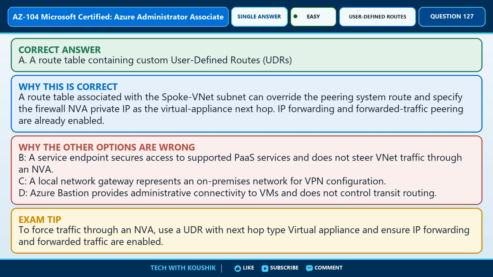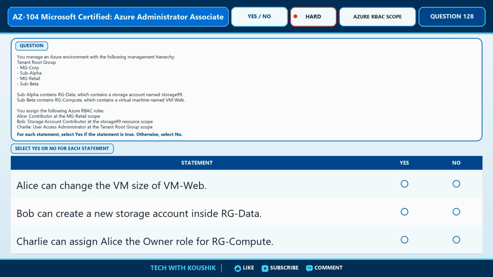A useful examination rule is this. To force traffic through an NVA, use a UDR with next hop type virtual appliance and ensure IP forwarding and forwarded traffic are enabled. The next item is question number 128. This one is marked hard, so eliminate the options systematically.